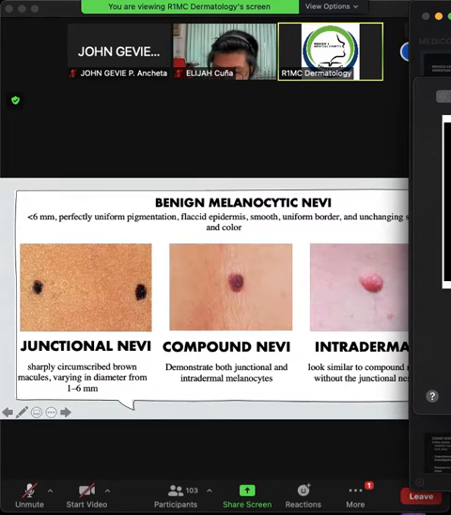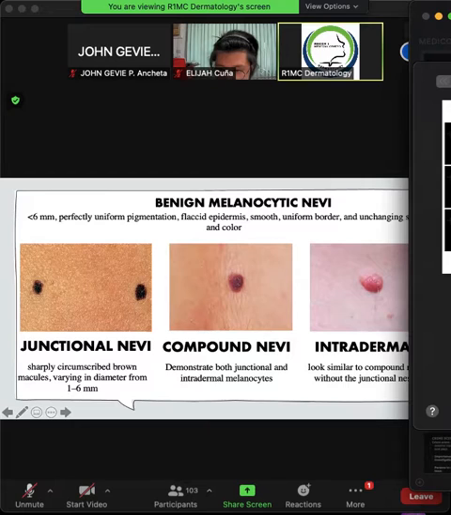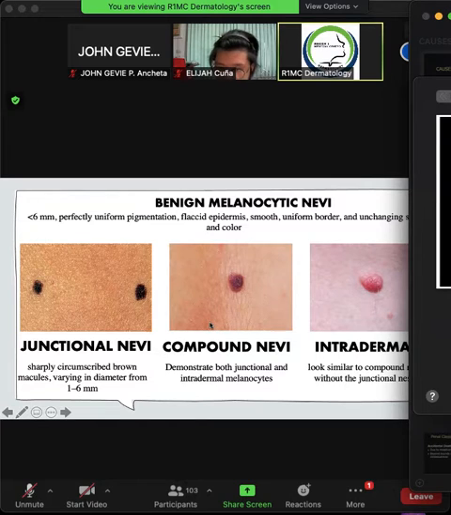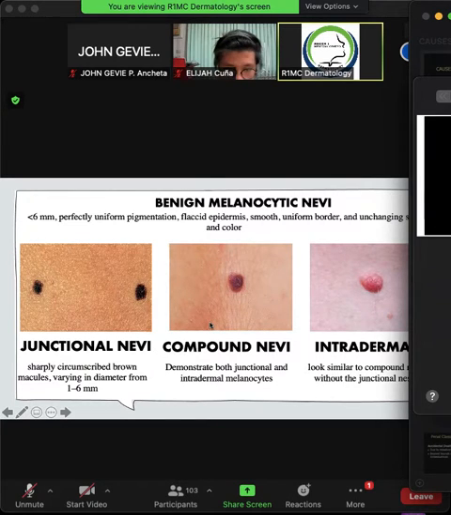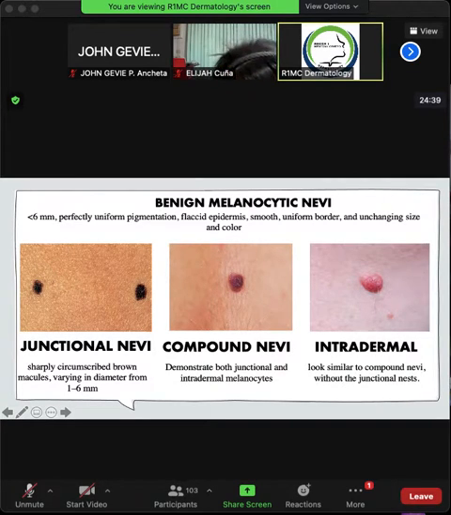On histology, you would note that the presence of melanocytic nests in your junctional nevi is confined only to your epidermis. For your compound nevi, there is a combination of nests in your epidermis and dermis, while for intradermal, the nests are confined to the dermis.